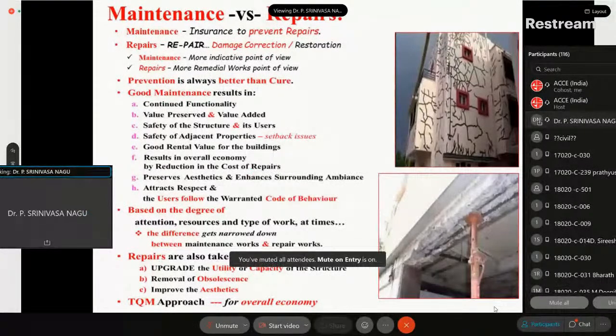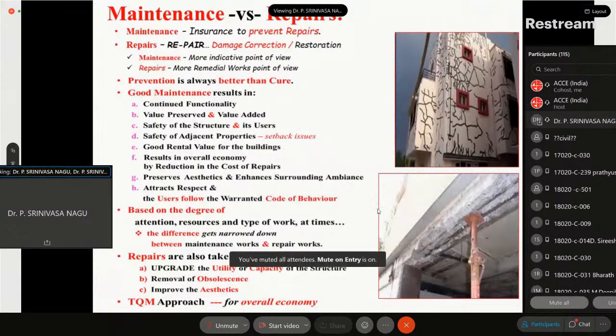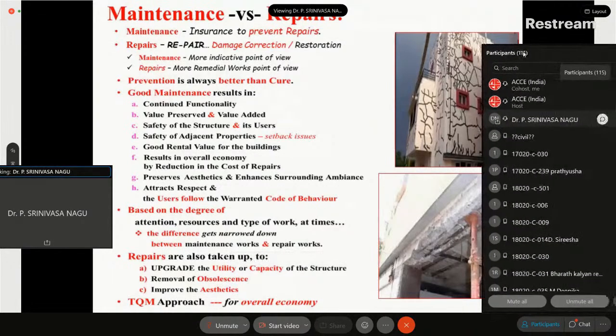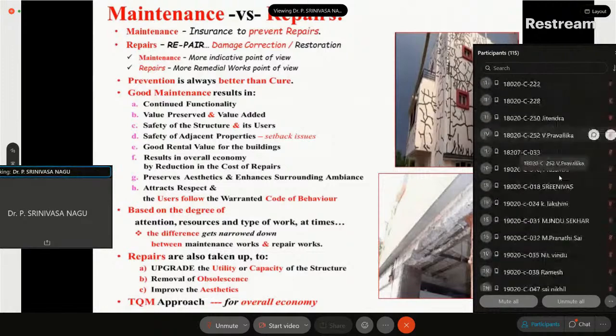So repair, that's all. It's a damage correction or restoration. Repairs means damage correction or restoration. Then what is maintenance? Whatever you do to avoid a damage, to address the defect. So maintenance can be looked at from a more indicative point of view, whereas repair is a remedial works point of view. We'll use this term.